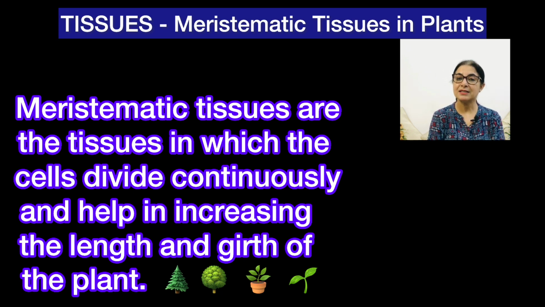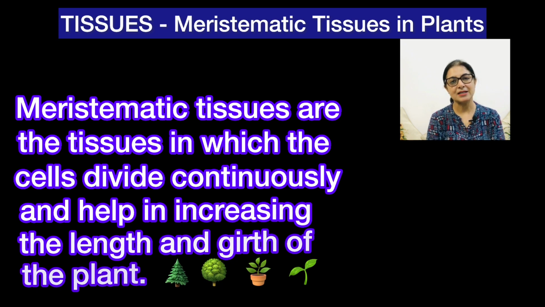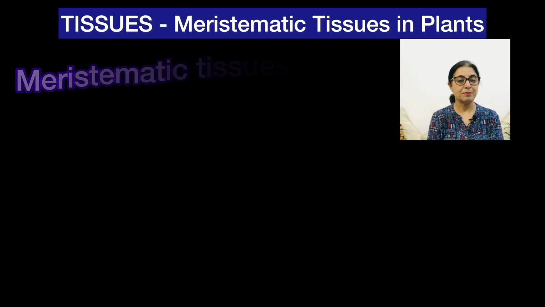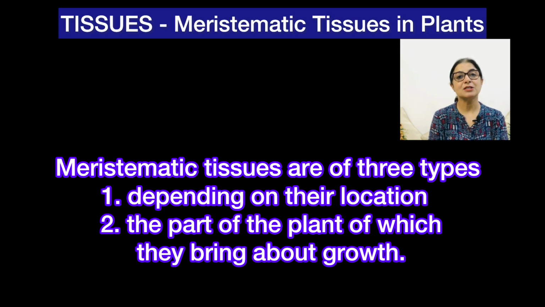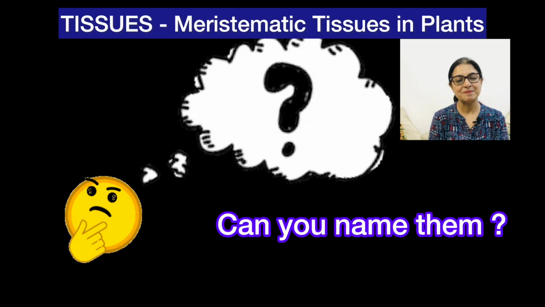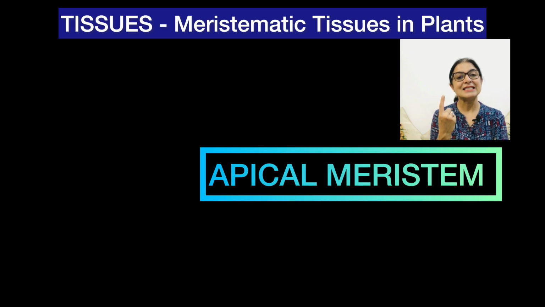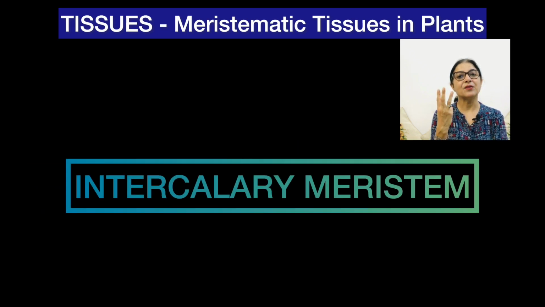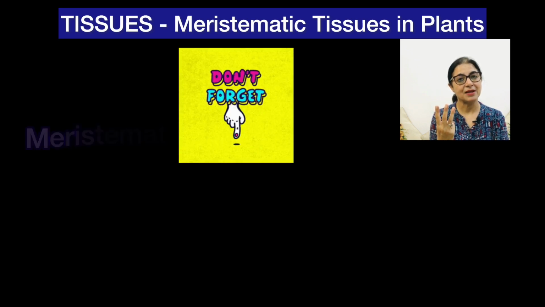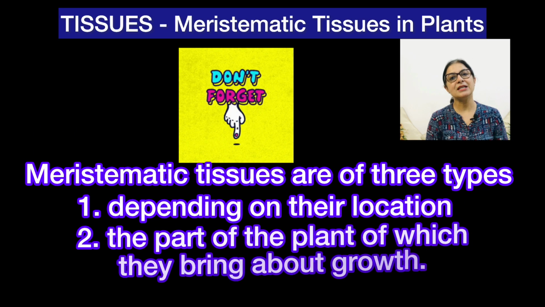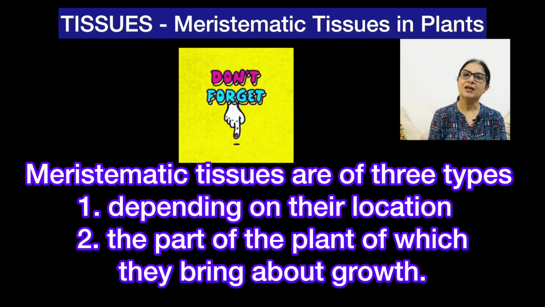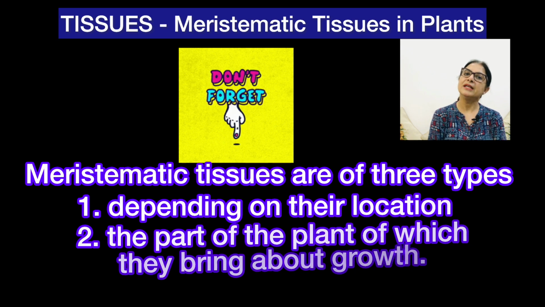Now coming back to the meristematic tissue, how many types are there? If you remember from the introduction video, these meristematic tissues are of 3 types, can you name them? Yes, you are correct. The first is the apical meristem, second is the lateral meristem, and the third is the intercalary meristem. These 3 meristems are named depending upon their location and the area where they are resulting in the growth. So the meristematic tissue is of 3 types depending on where it is present, and that is how it gets its name.